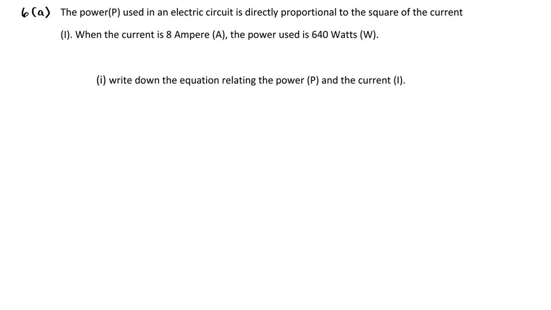Okay, so this is a variation problem. We've been told that power is directly proportional to the square of the current. Okay, so now let us introduce the constant of proportionality K. Our equation is going to be P equals K I squared. And this is the relationship between power and the current requested.